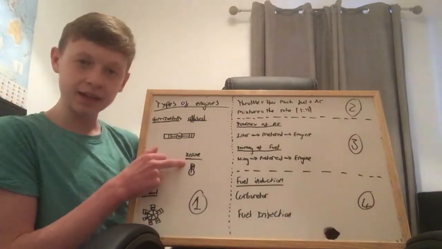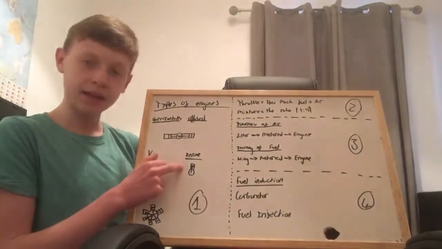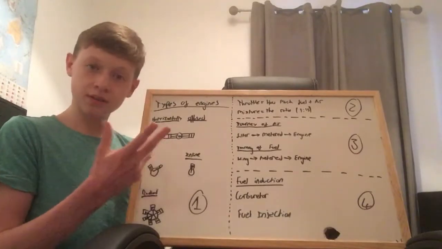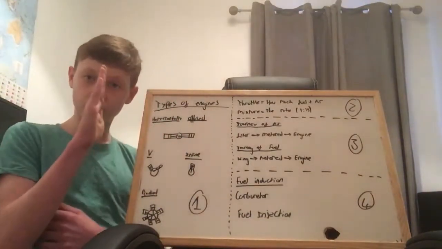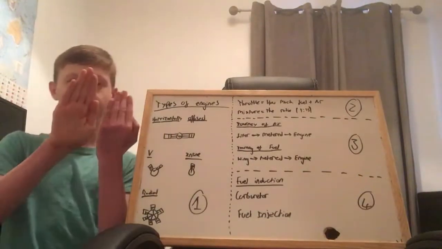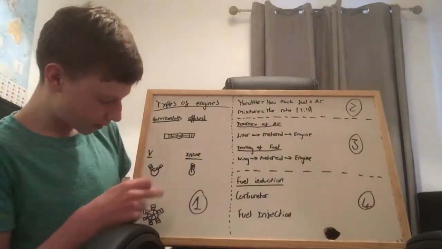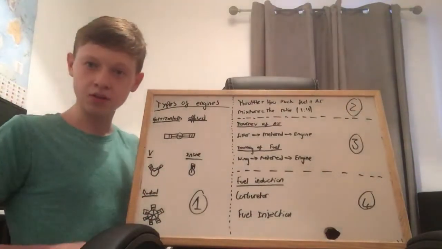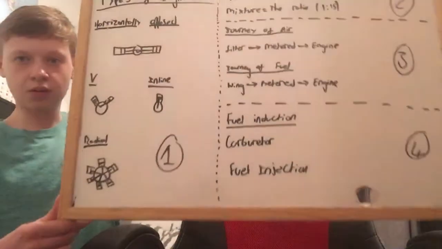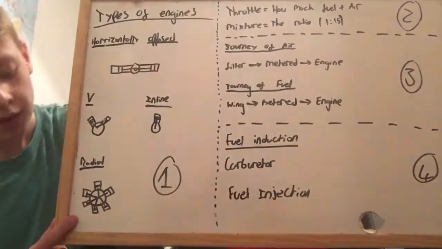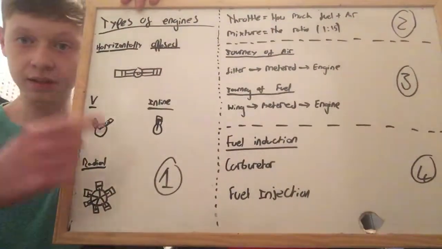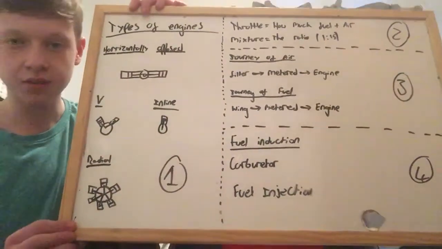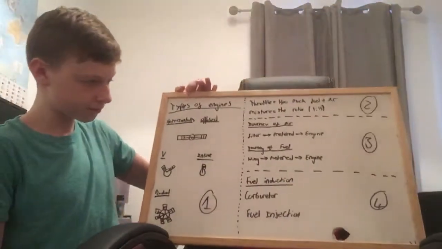We've also got the inline engine, same as a car. All the cylinders are in a line, going back and back and back. And then finally we have the radial engine. I'll bring this slightly closer. Radial engine basically is all in a circle and has lots and lots of cylinders connected to it.